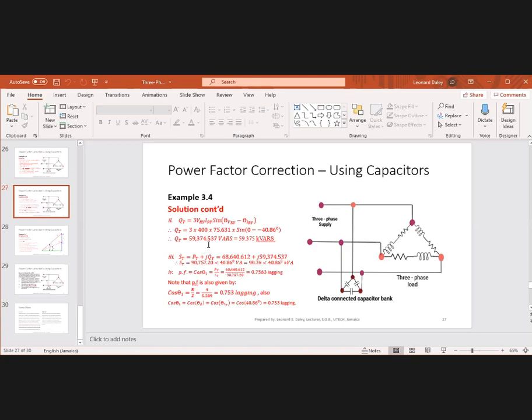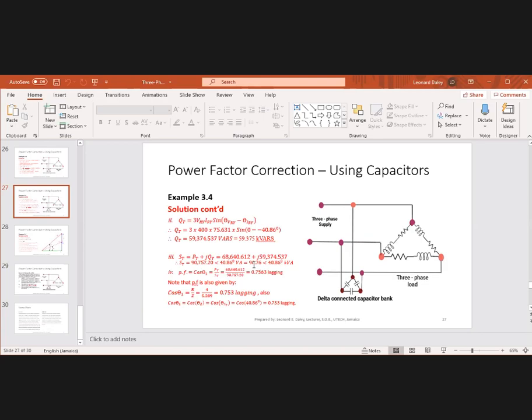Now remember, S is equal to root 3 VLIL. Everybody with me? So I can find the magnitude of the current from that. S is equal to root 3 VLIL. We need the line current, so just divide this value by root 3 times 400, and I will get that current. So, all right, somebody work it out for me now.